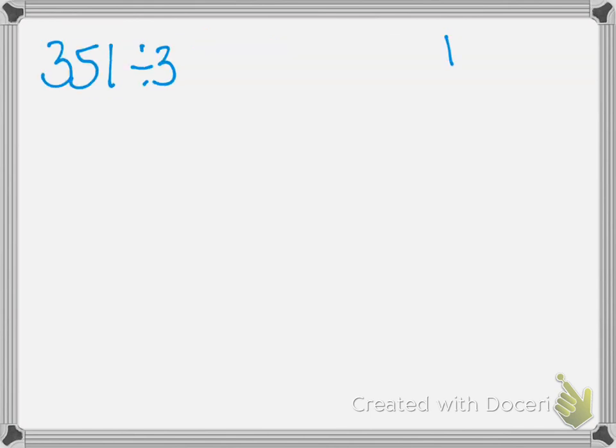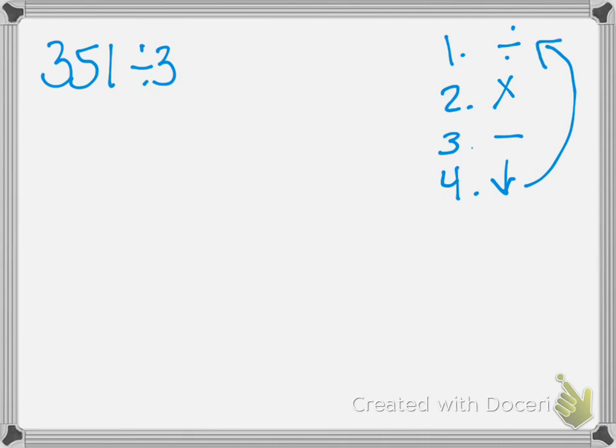Let's try another one. We're going to write our steps. So we divide, multiply, subtract, bring down, and we keep looping until there's no more numbers to bring back down. So 351 divided by 3. So 3 can go into 3, or 300, and it goes in one time. It's actually in the hundreds place, so it actually goes into 300 100 times.